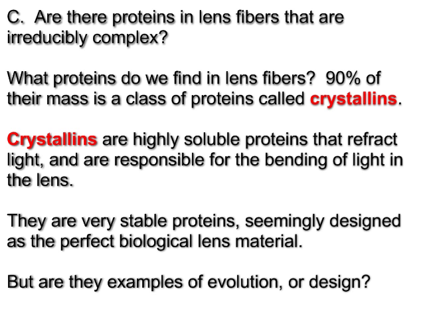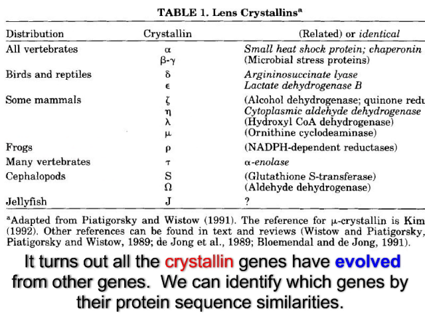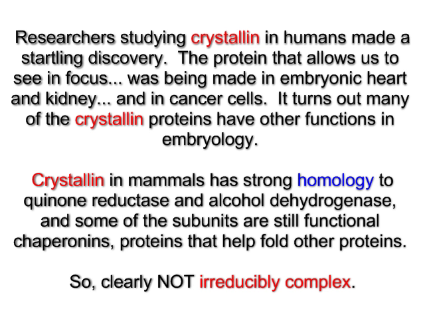But are they examples of evolution or design? It turns out all the crystallin genes have evolved from other genes. We can identify which genes by their protein sequence similarities. Researchers studying crystallin in humans made a startling discovery. The protein that allows us to see in focus was being made in embryonic heart and kidney, and in aggressively growing cancer cells. It turns out many of the crystallin proteins have other functions in embryology.